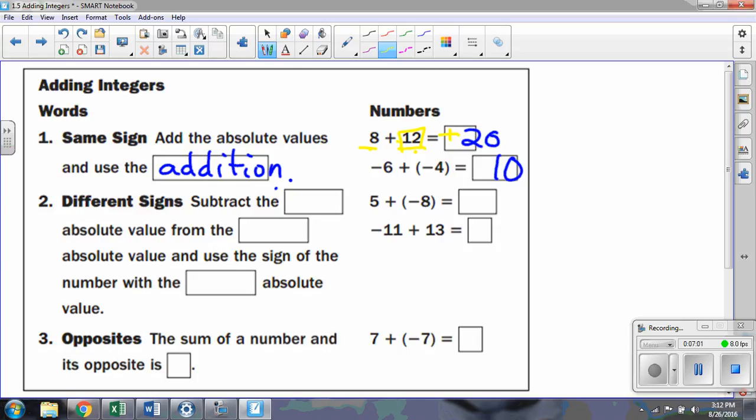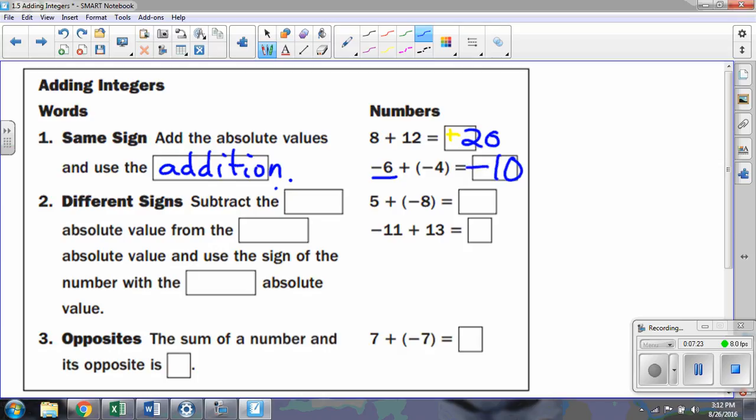And I can continue that rule for any one of them. For negative 6 plus negative 4, which one of them is the bigger number, 6 or 4? 6 is bigger. And since 6 was negative, it tells me my answer will be negative.